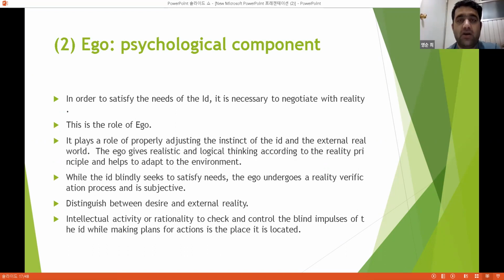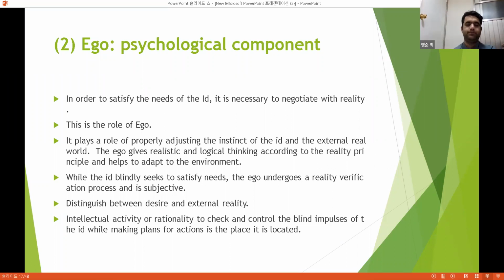Speaking about ego, which is the psychological component. This is the role of ego. It plays a role in properly adjusting the instinct of the ID and the external real world. The ego gives realistic and logical thinking according to the reality principle that helps to adapt to the environment, while the ID blindly seeks to satisfy need, and the ego undergoes the reality verification process. It distinguishes between the desire and the external reality, using intellectual activities rationally to check and control the blind impulses of the ID while making plans for the actions.